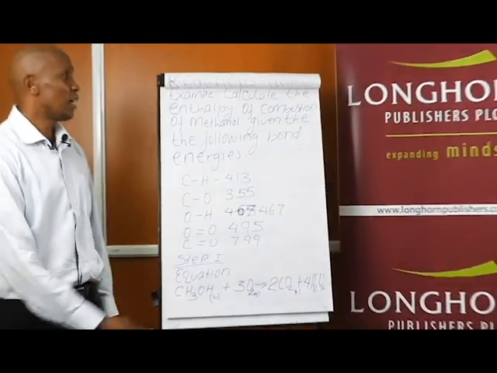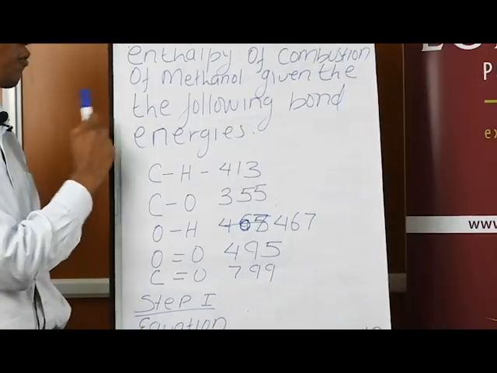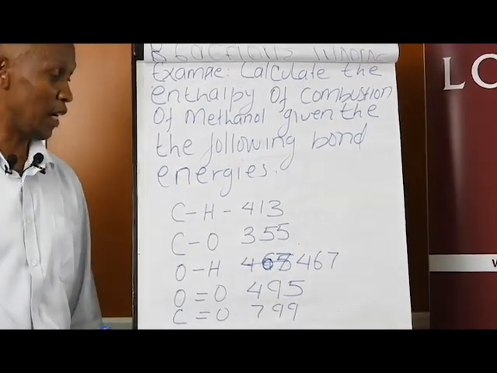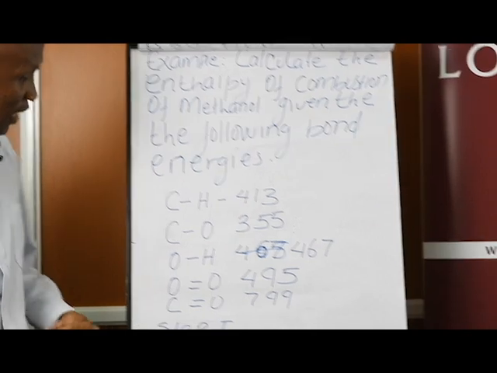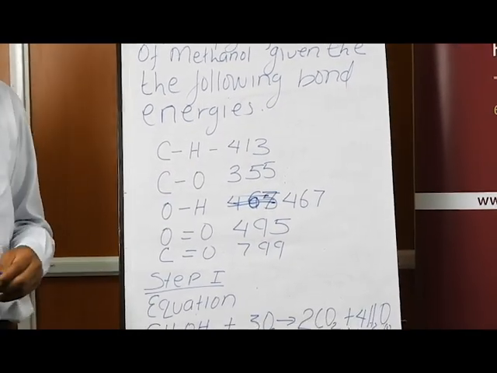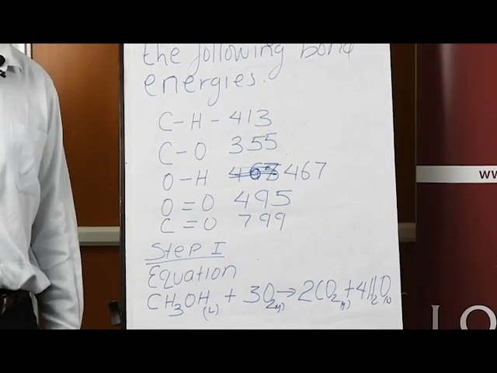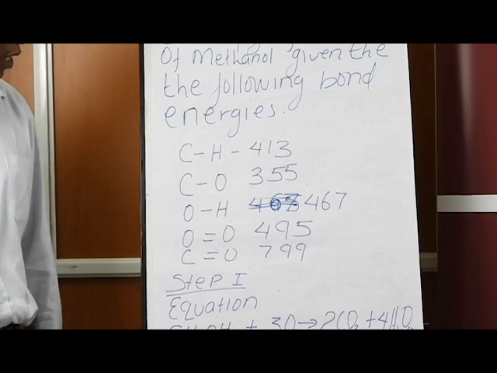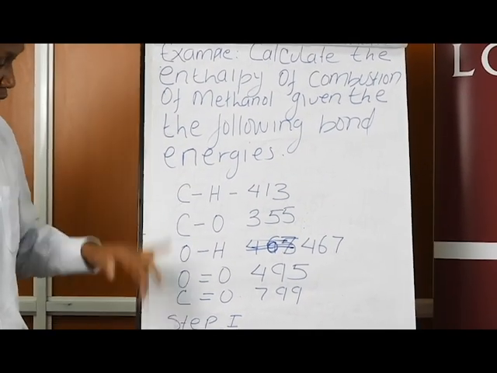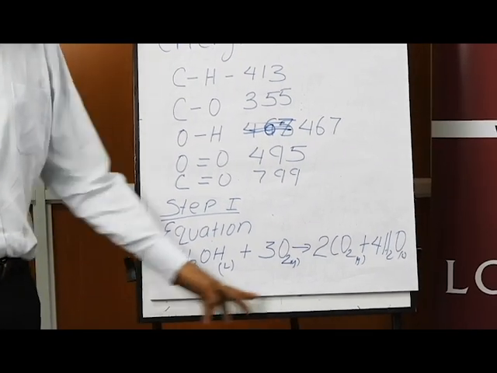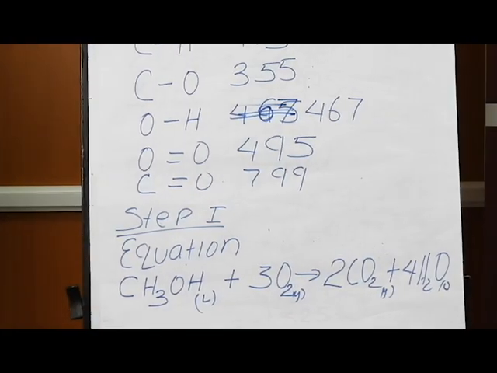The question is, calculate the enthalpy of combustion of methanol given the following bond energies. And the bond energies are as given there. Now, there will be a few steps that we shall take to determine the enthalpy of combustion of methanol. Step number one, of course, is to write the equation of that reaction, and the reaction is right there.